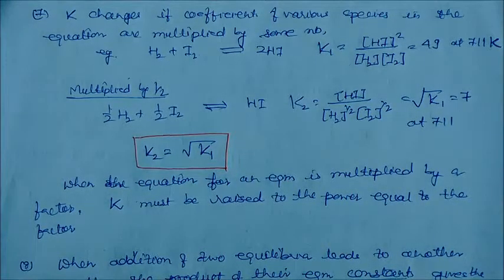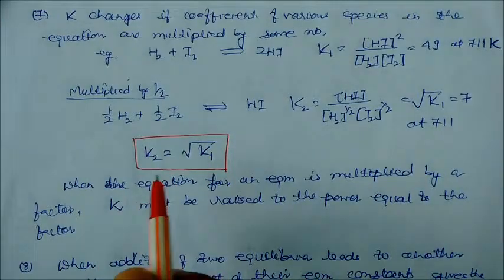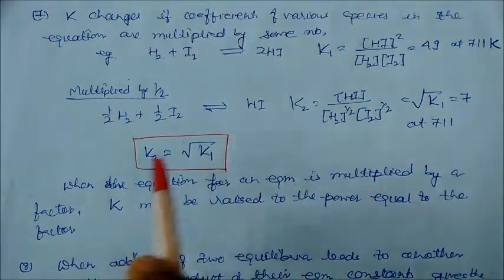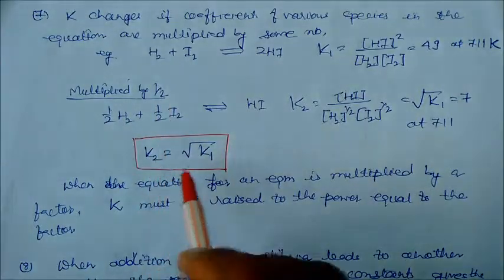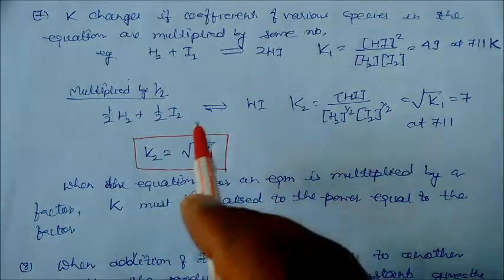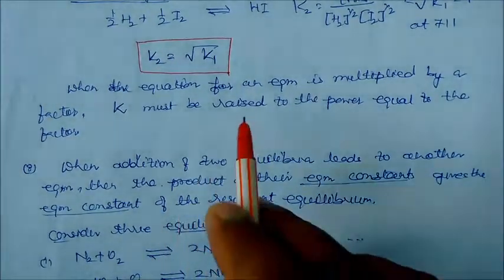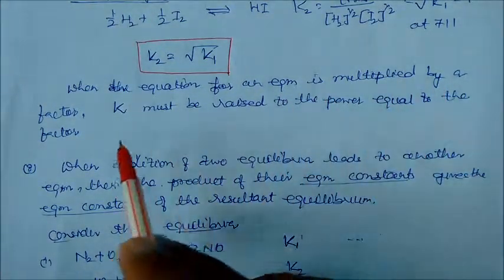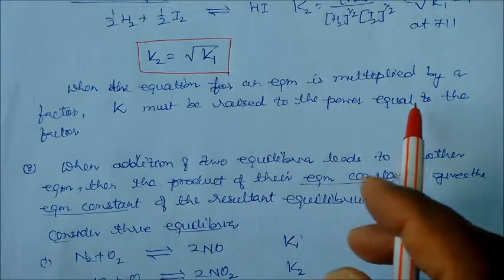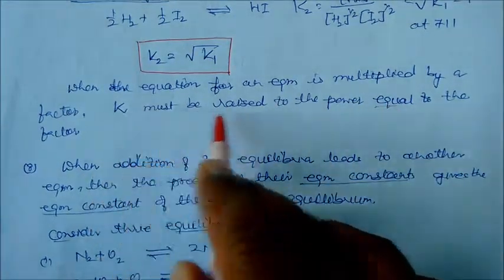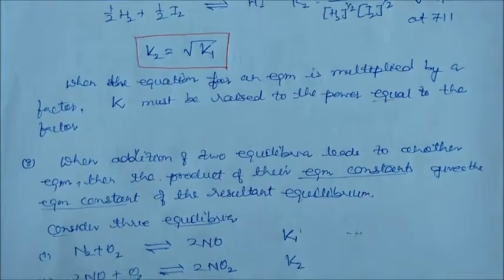So we can write K2 is equal to the square root of K1. If you multiply by half, it becomes a square root. If you multiply by 2, it becomes a square. So it varies like this. When the equation for the equilibrium is multiplied by a factor, K must be raised to the power equal to the factor. This point is very important.